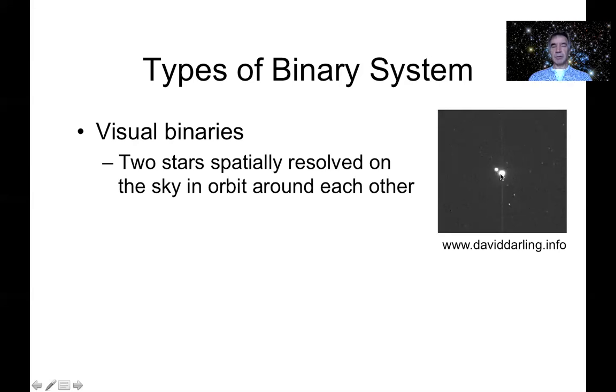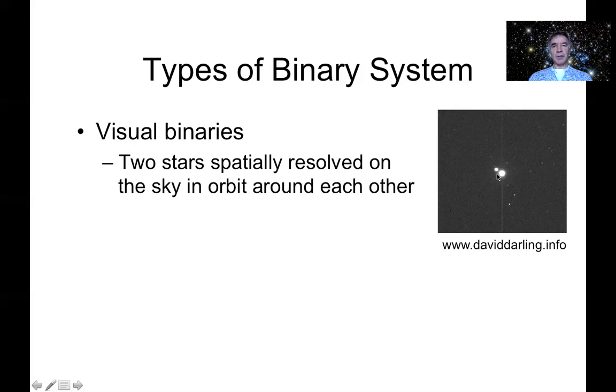But of course, you might have two stars like this that just happen to line up on the sky and are not actually anything to do with each other, not in a binary system. If that's the case, it's referred to as just a double star, so they just happen to be along the line of sight.